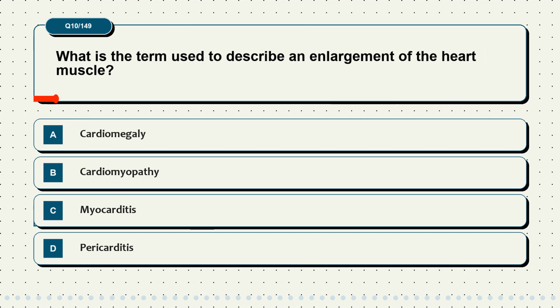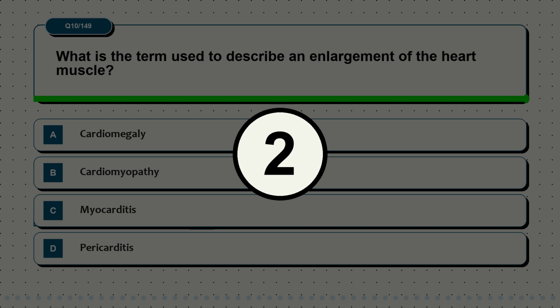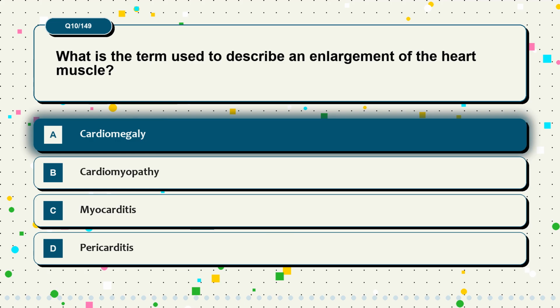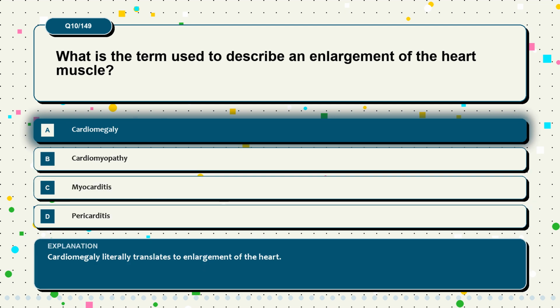Question 10. What is the term used to describe an enlargement of the heart muscle? Here are the options. Option A, cardiomegaly. Option B, cardiomyopathy. Option C, myocarditis. Option D, pericarditis. The correct answer is option A, cardiomegaly. Cardiomegaly literally translates to enlargement of the heart.